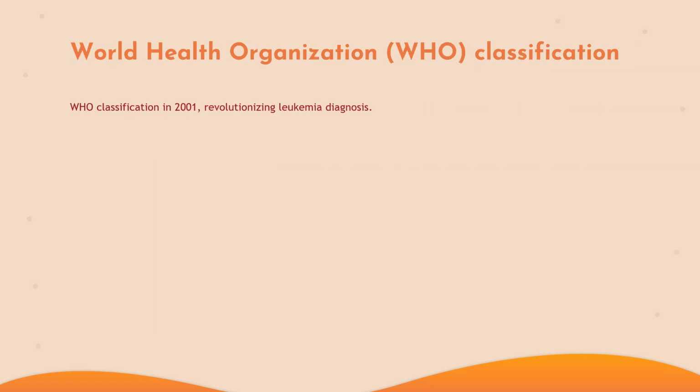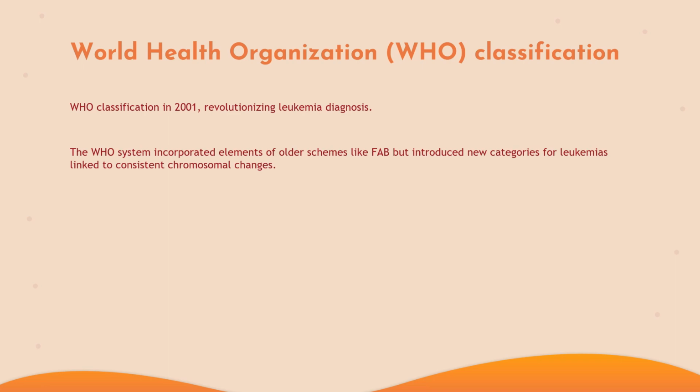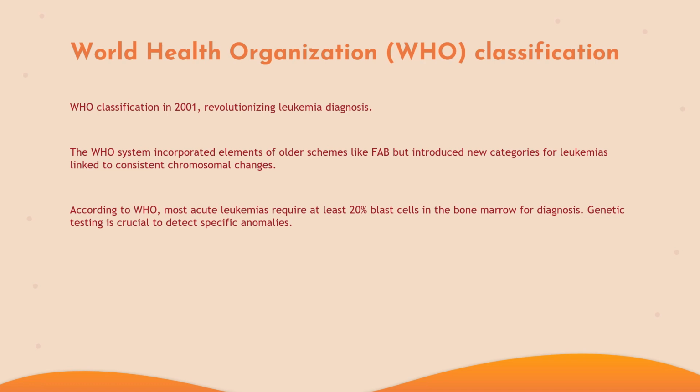Enter the World Health Organization, WHO, classification in 2001, revolutionizing leukemia diagnosis. The WHO system incorporated elements of older schemes like FAB but introduced new categories for leukemias linked to consistent chromosomal changes. According to WHO, most acute leukemias require at least 20% blast cells in the bone marrow for diagnosis. Genetic testing is crucial to detect specific anomalies.